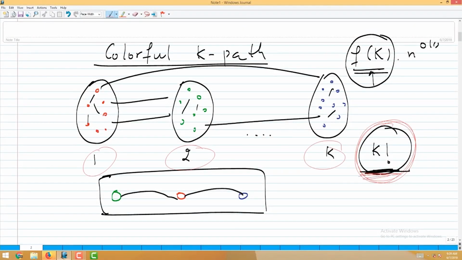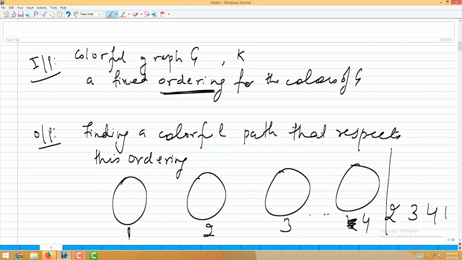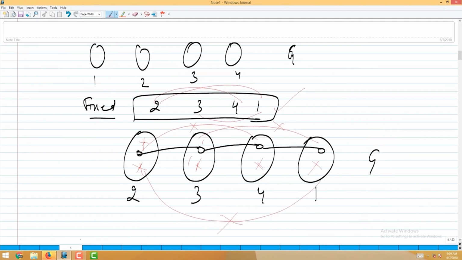So for each such guess, we solved this problem. What is this problem? Given a colorful graph G, k, and a fixed ordering of the colors, is there a colorful path that respects this ordering? Respects this ordering meaning the first vertex of this colorful path is colored with the first color in the ordering, the second vertex is colored with the second color in this ordering, and so on. And how did we solve this problem?